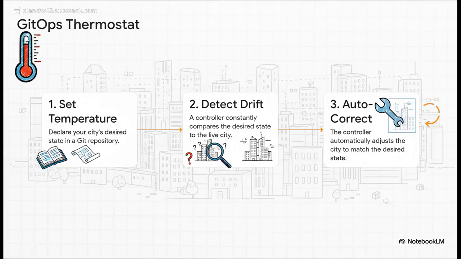Think of it like a smart thermostat for your whole city. You don't run around manually adjusting things, no way. You just declare in a file, this is what I want the city to look like. And then an automated controller works 24/7, constantly comparing reality to your setting. If it sees a difference, it just fixes it. It's self-healing. It's incredibly powerful.